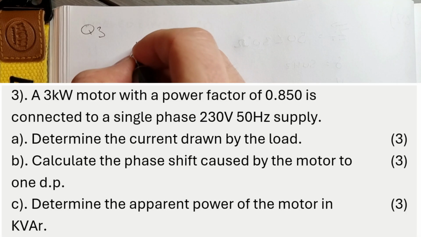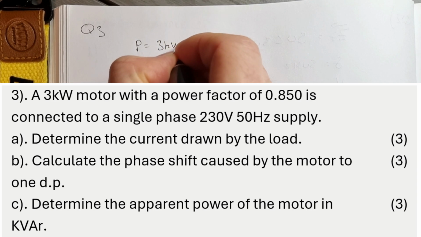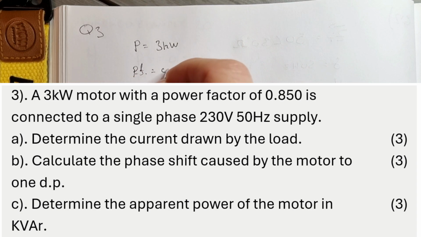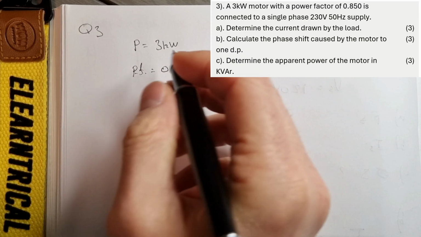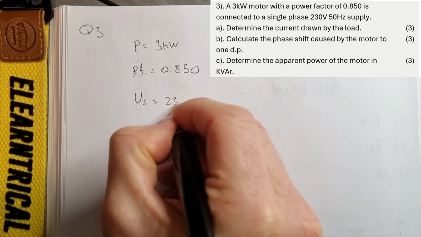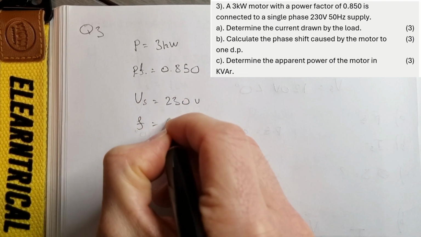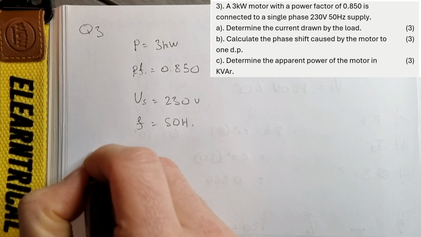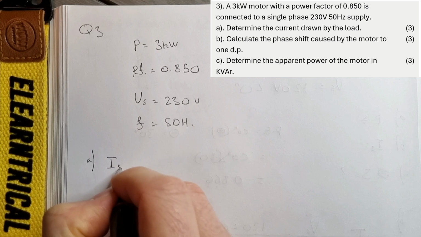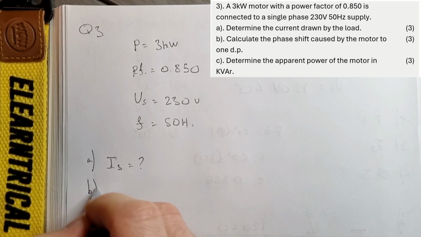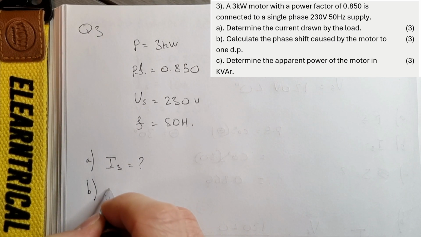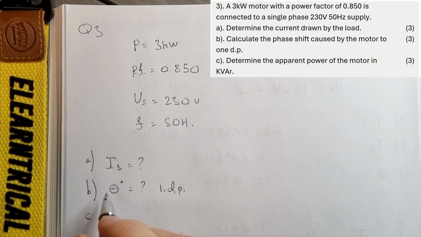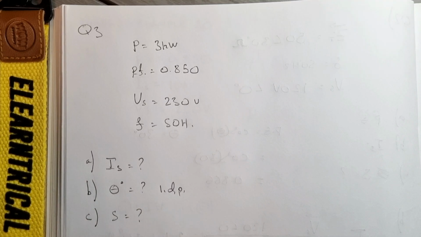Question 3, a 3 kilowatt motor with a power factor of 0.850 is connected to a single phase supply of 230 volts, 50 Hertz. And we're asked to determine, first of all, A, the current supply to the load, B, the phase shift caused by the motor to 1 decimal place, and C, the apparent power of the motor.